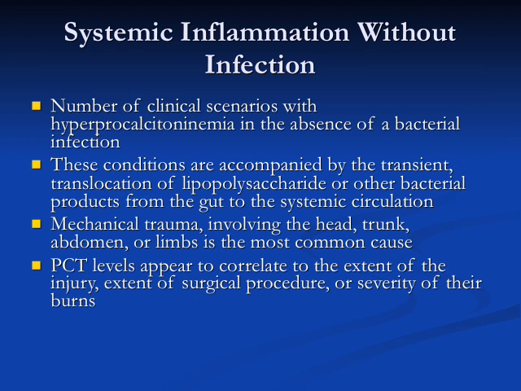Mechanical trauma involving the head, trunk, abdomen, or limbs is the most common cause of elevated procalcitonin without an infection. And procalcitonin does appear to correlate, according to the studies, to the extent of the injury, the extent of surgical procedure, or the severity of the burns.